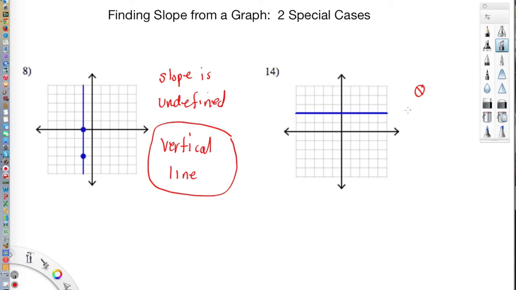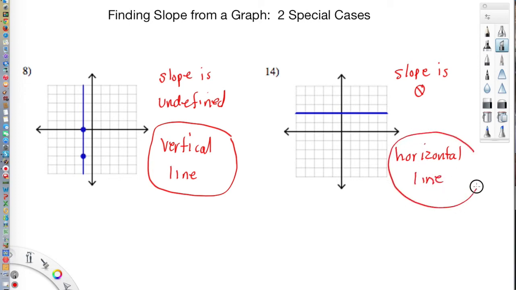It doesn't really matter from point to point. But your slope is 0. And when your slope is 0, that means you have a horizontal line. Okay. Horizontal line, that flat line, the slope is 0. There's no change in the rise, okay, over the run.